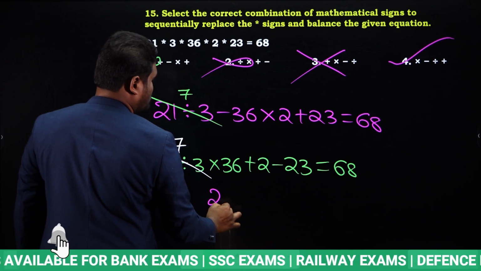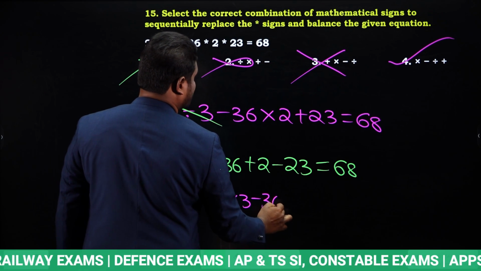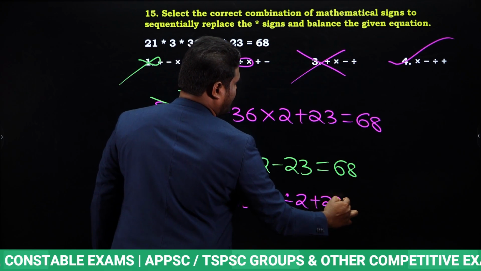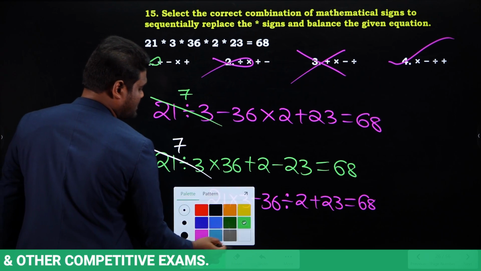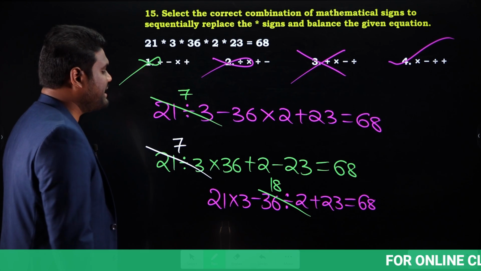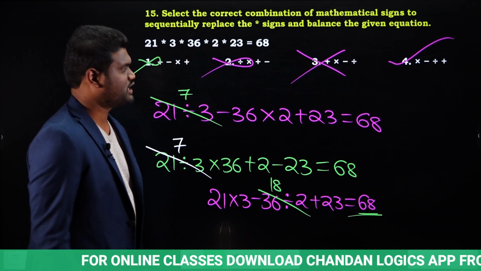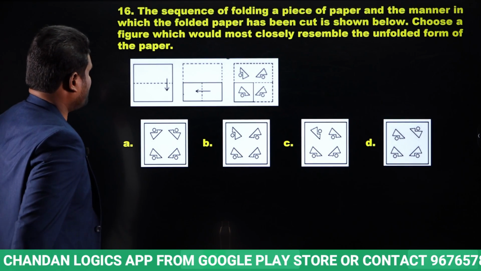If you verify, 21 into 3 minus 36 divided by 2 plus 23 equal to 68. Yes, if you want, we can check here. 36 divided by 2 is 18. 21 3 times will be 63. 63 minus 18 plus 23 equal to 68. Yes, condition satisfied. Yes or no? So the answer for this will be option 4. Is it clear? Next one.